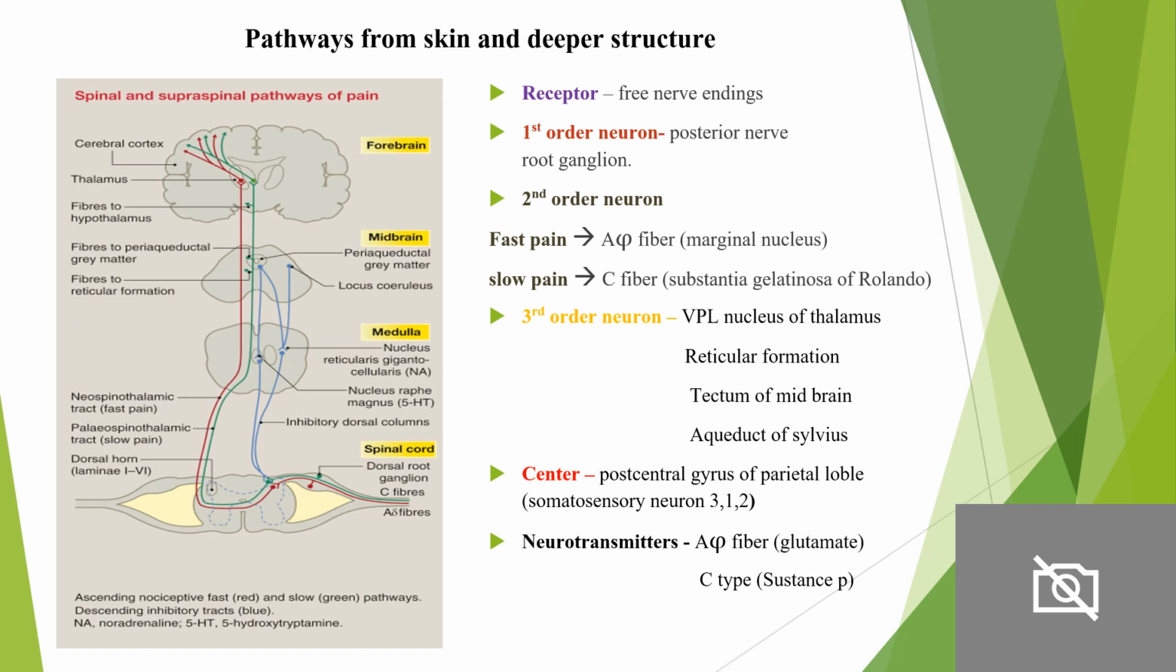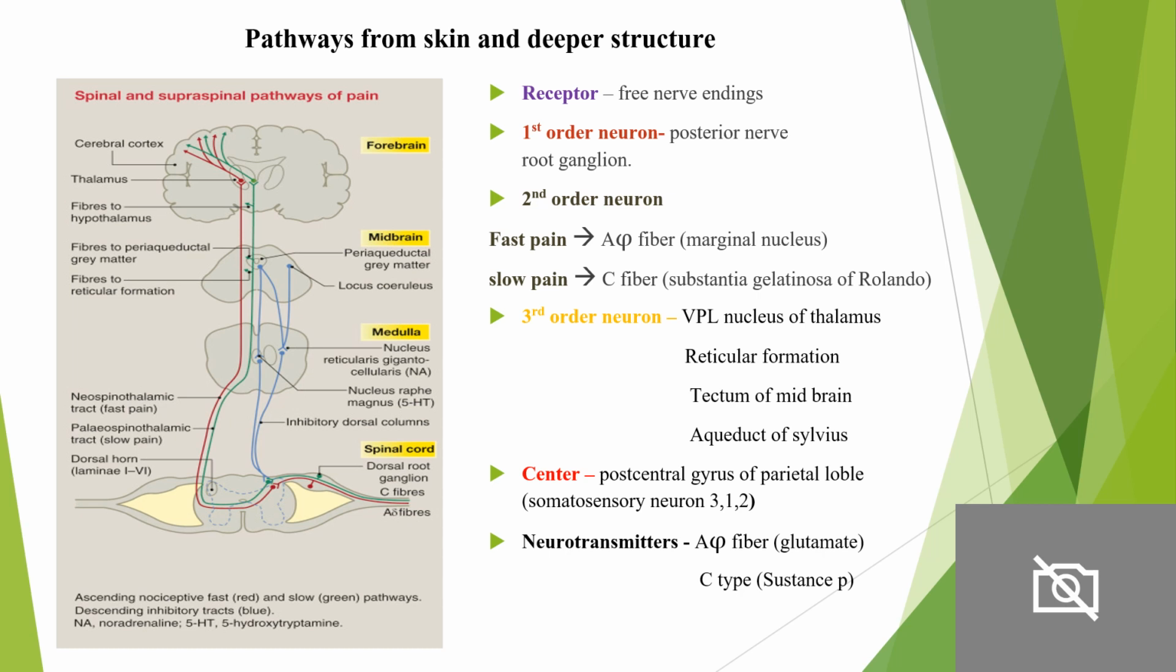Once it passes, the information goes through the axon of the first order neuron and reaches the spinal cord. There the second order neuron is present in the spinal cord. The nucleus present in the posterior gray horn acts as the second order neuron: the marginal nucleus for fast pain and the substantia gelatinosa of Rolando for slow pain. This is the second order neuron.